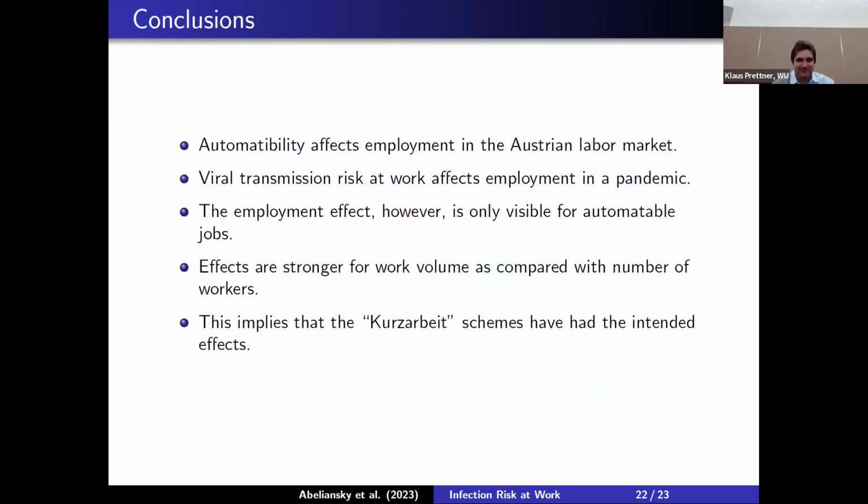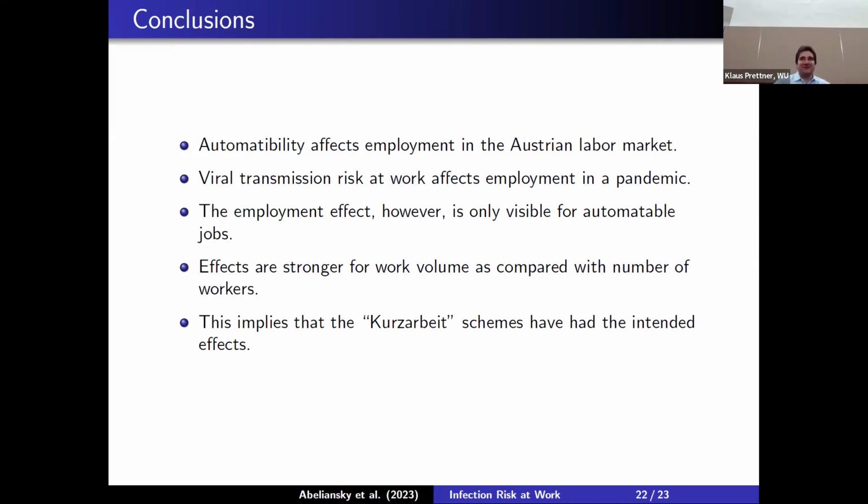And so I think I can conclude here that we find evidence in favor of the hypothesis that automatability affects employment in Austria, but that's already what we know from the literature. But what is new is that the viral transmission risk affects employment during the pandemic, but only for occupations that are automatable and not for occupations that are non-automatable. The effects are stronger for work volume as compared to employment as such, which gives an indication that these furlough schemes have had the intended effects, and it gives some further credibility to the results.